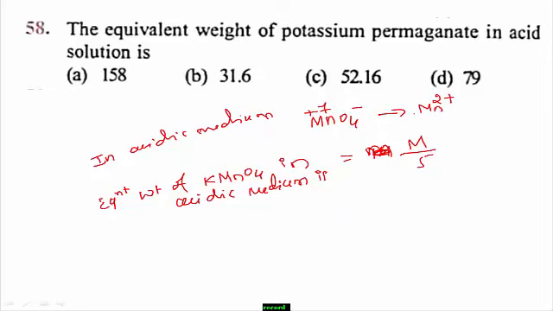Equivalent weight is equal to M, which is 158, divided by 5. The value is 31.6. So option B is the right answer.